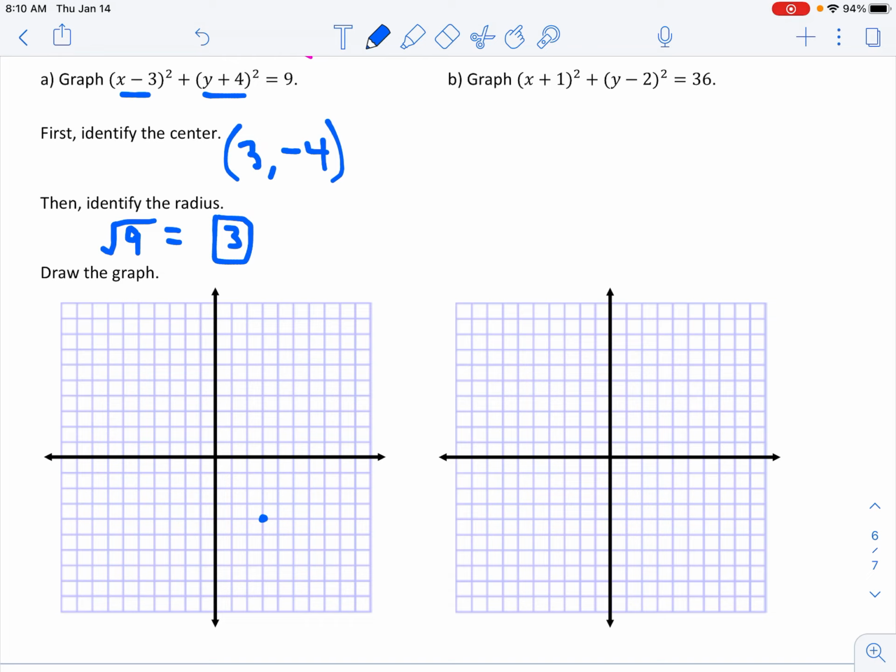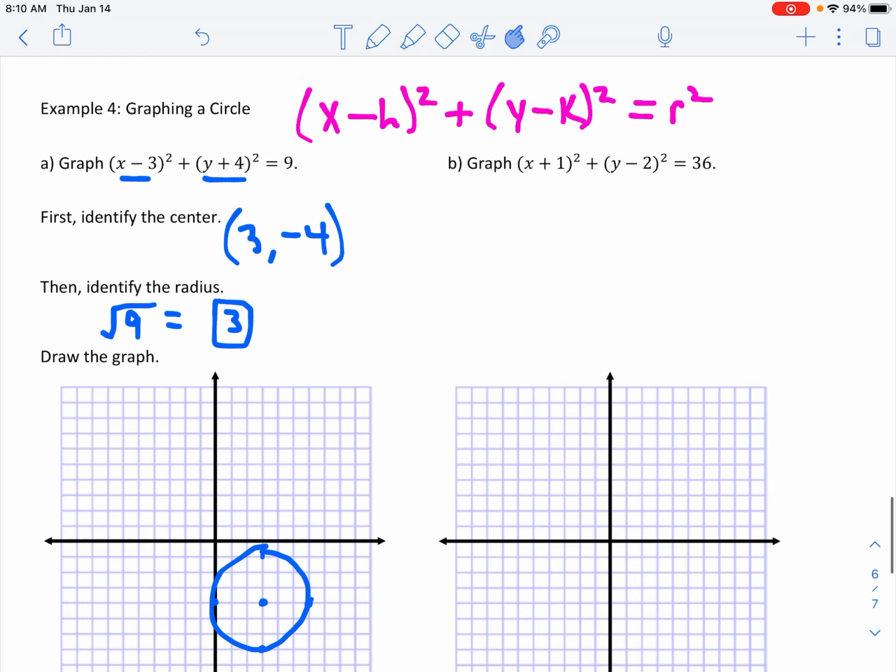My radius is 3, so from that point I'm going to go 1, 2, 3 right. I'm going to go back to my center point. I'm going to go 1, 2, 3 up. I'm going to go back to my center point. I'm going to go 1, 2, 3 left. Go back to your center, 1, 2, 3 down. And now I'm going to graph my circle around it. All right, let's do one more of those examples.